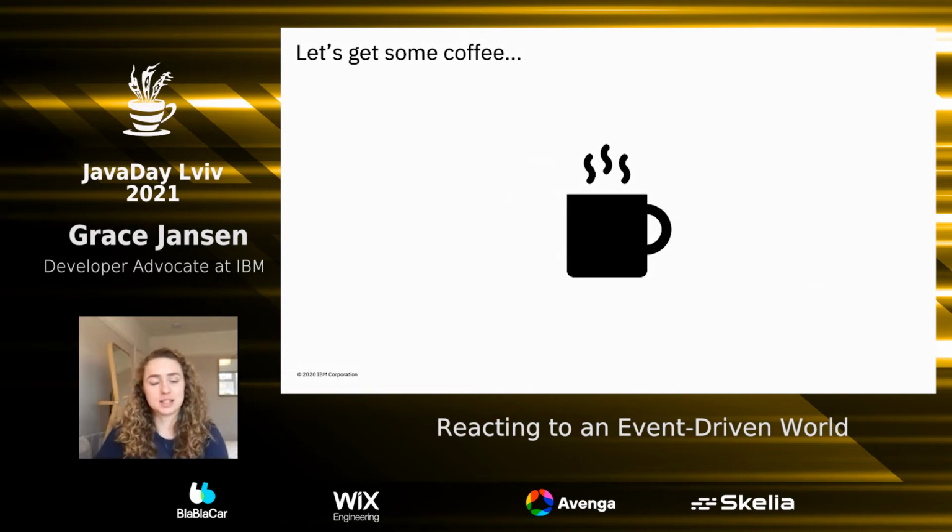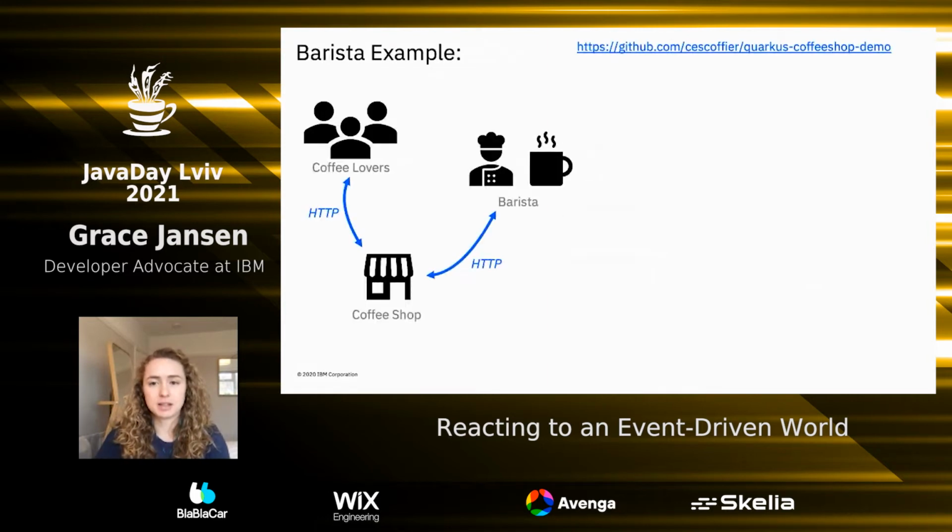So we're going to be utilizing a coffee demo to take a look at why any of this is really needed in the first place. So let's take a look at a coffee example. In this case, we have coffee lovers coming in and they want to order some coffee in a coffee shop. So they send that HTTP request to the coffee shop, and that HTTP request then goes to a barista for them to make the coffee.